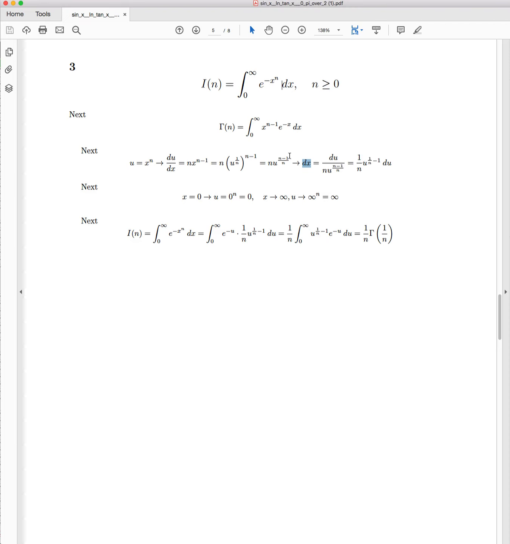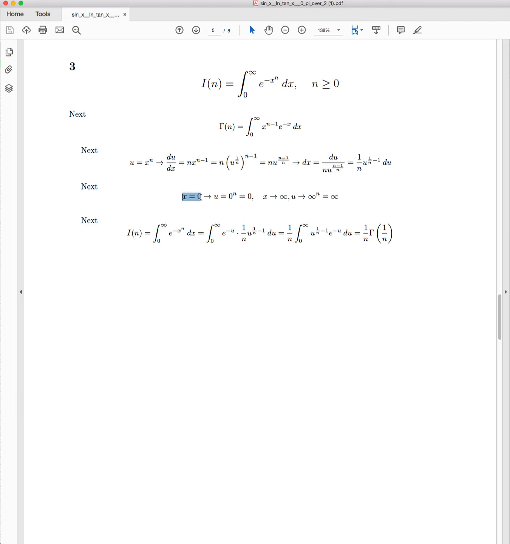So now what we've been able to do is make this transformation of u equal to x to the n and see how it changes the dx component into a du component. And so the next component that we have to do, because we're dealing with a definite integral here, is that we need to also change the limits.